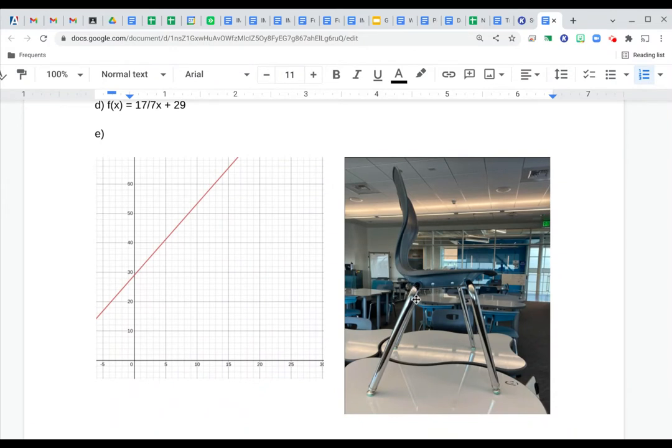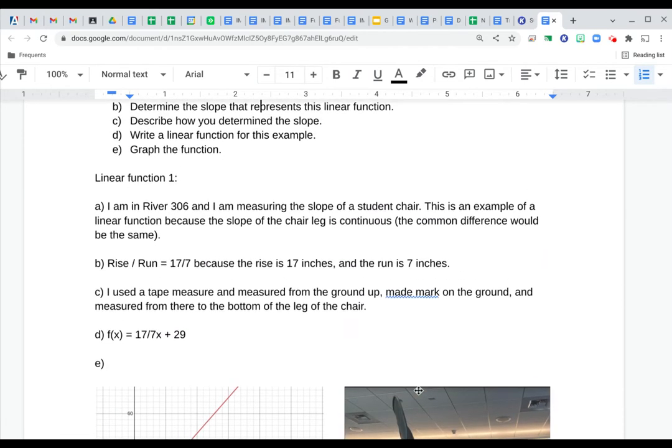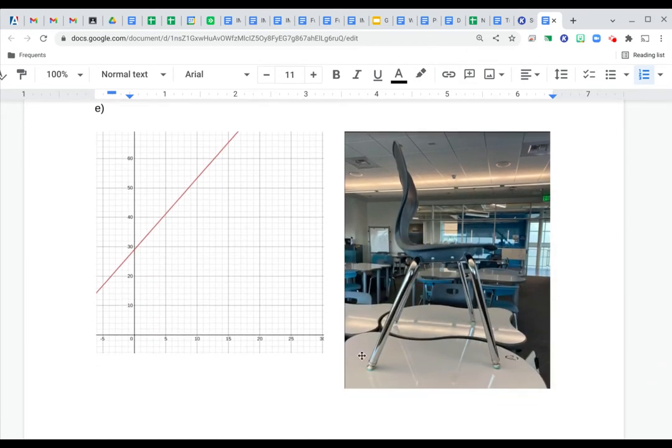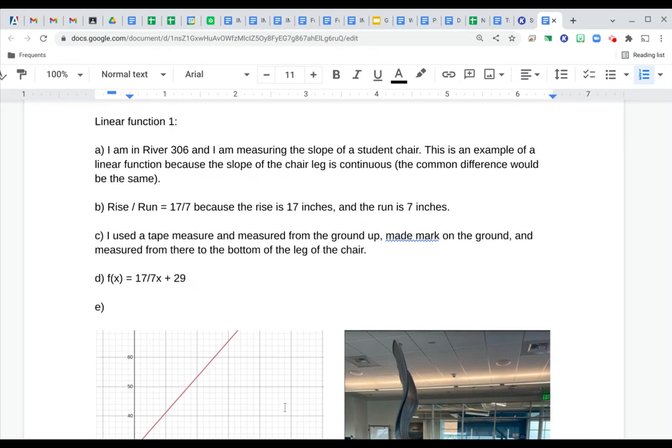From this point here, I dropped the tape measure directly down to the desk here. Okay, that gave me a rise of 17 inches. And I made a mark right on the desk, right about there where my cursor is. I reset the tape measure, and I measured the horizontal change from that mark. Basically what I did was I measured a vertical change and then a horizontal change. And that's all slope is. It's a vertical change divided by a horizontal change. So my slope is 17 over 7. Now I have to consider, is this positive or negative? And because it's going up from left to right, it is a positive slope.